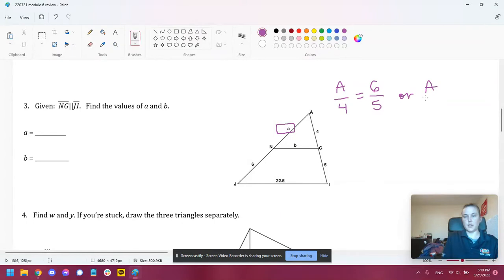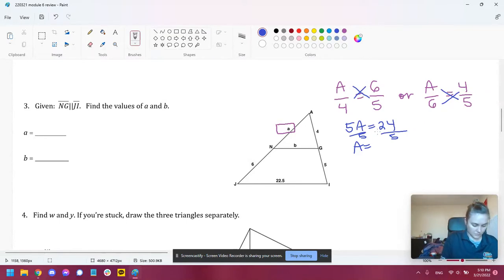Again, we could have done A over 6 equals 4 over 5 as well to set up a proportion for this A. Then I cross multiply. I get 5A equals 24. And over here, you might notice that we would have also gotten 5A equals 24, which is why it ends up being the same thing and ends up being fine. And now to solve for A, I divide both sides by 5 and get 4.8.